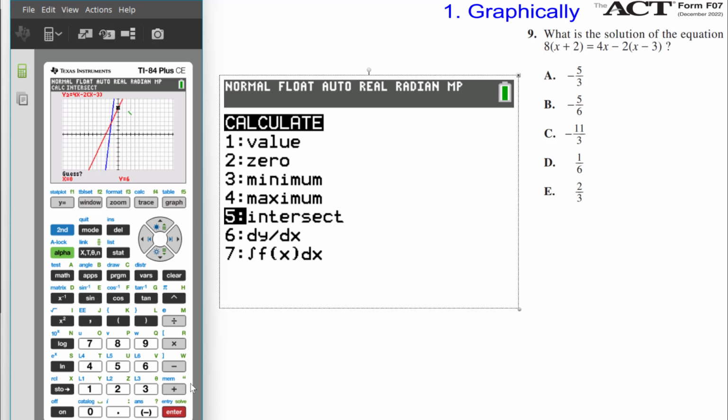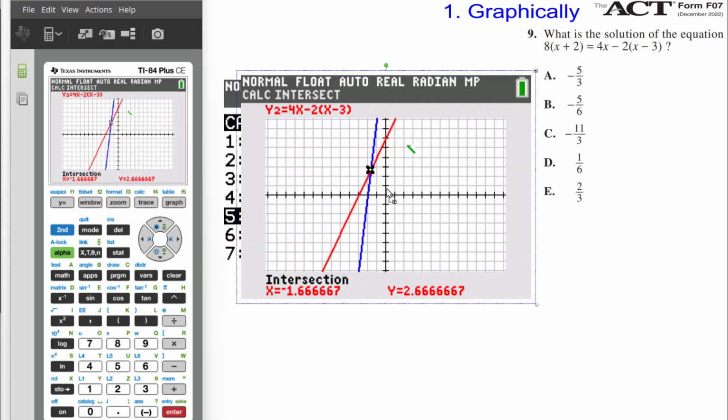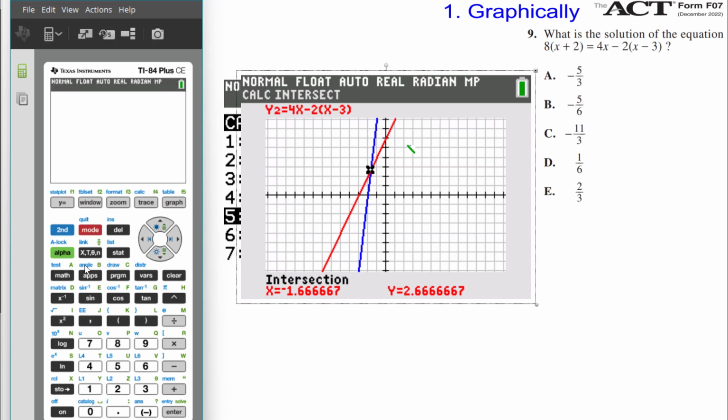And it asks for a guess, and since there's only one solution, I can just guess any number, so 0 is as good as any. And it comes back with this value for x. Now, unfortunately, it's not as a fraction as these are. So when I go back to the home screen, second mode, which is quit, and type the value for x and press enter, that is the value.